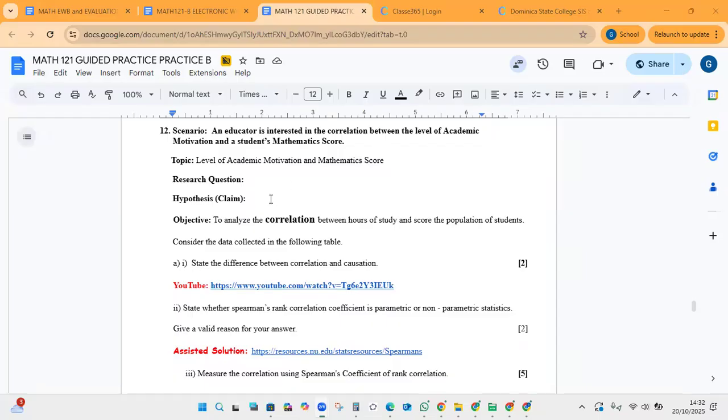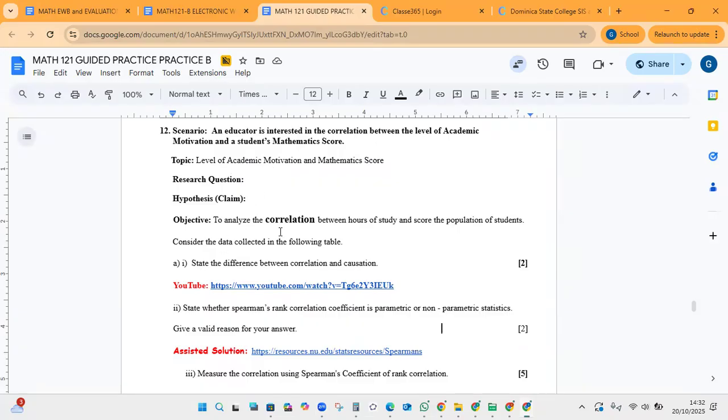In this recording, we are going to discuss number 12, how to measure correlation using Spearman's coefficient of rank. Okay. So it says an educator is interested in the correlation between the level of academic motivation and a student's mathematics score. So that's the title, level of academic motivation and mathematics score.